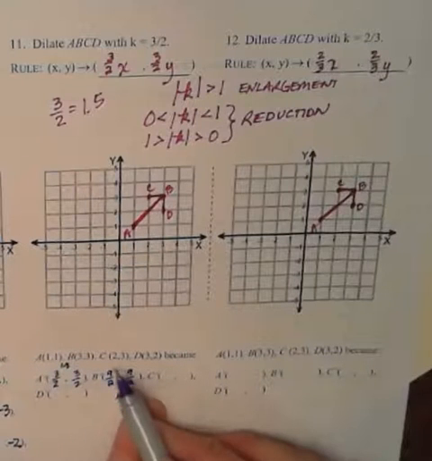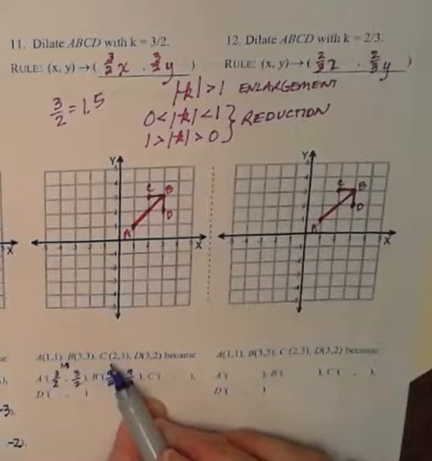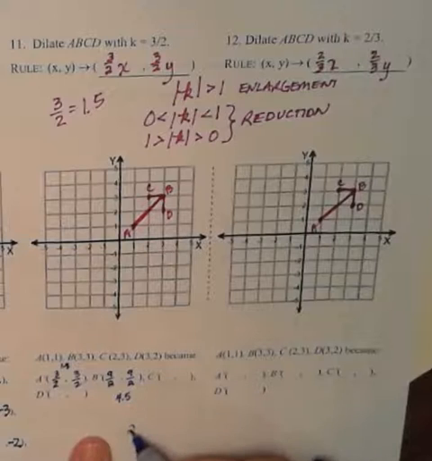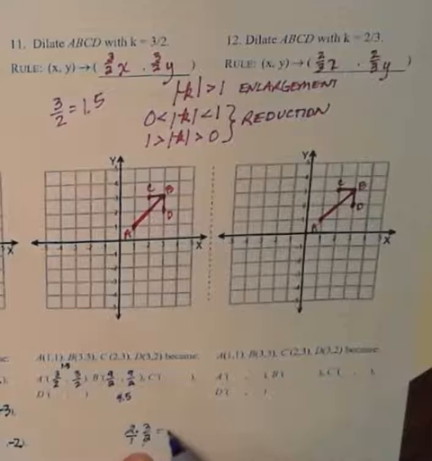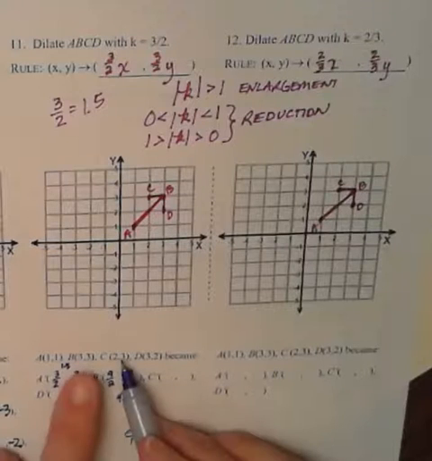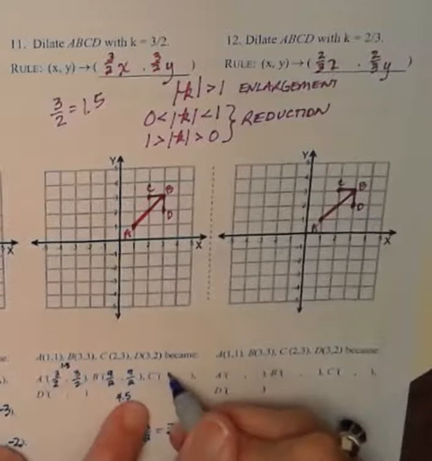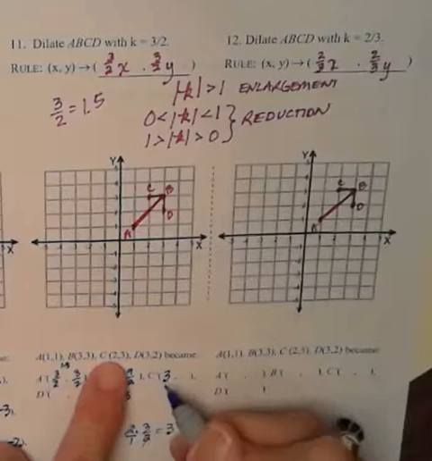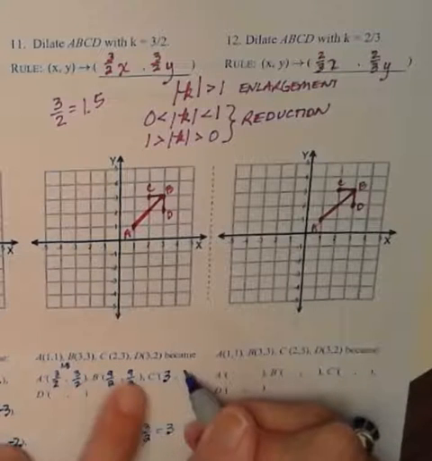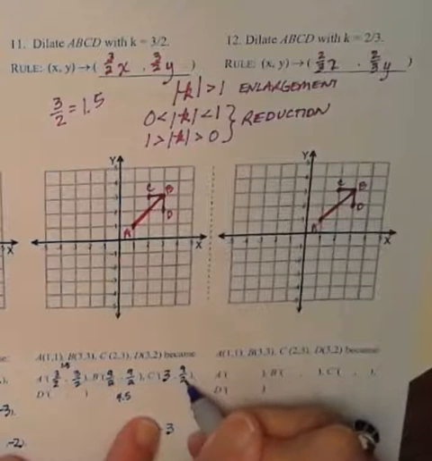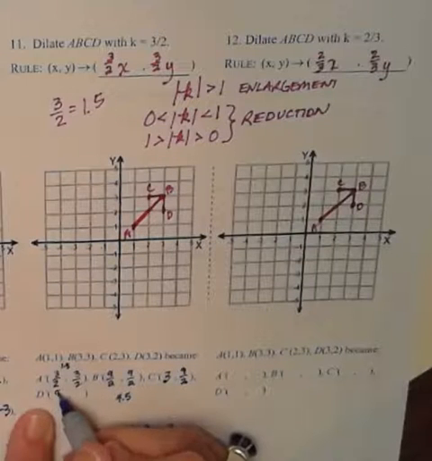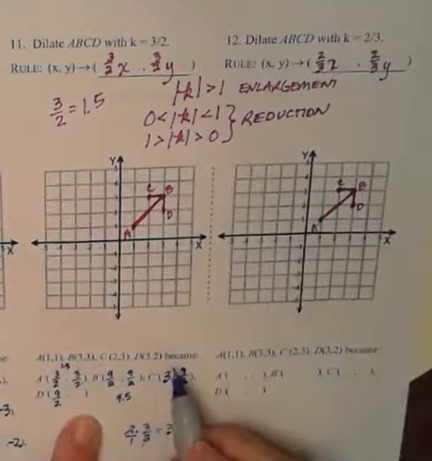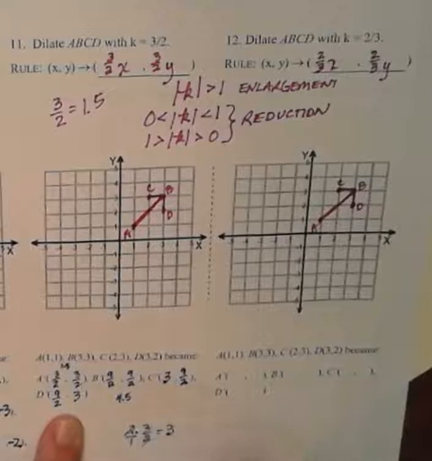For C, 2 times 3/2, it's the same as 2 over 1 times 3/2. The 2's cancel, and it equals 3. So this 2 times 3/2 would equal 3. And 3 times 3/2, we already said, is 9/2. And for D prime, 3 times 3/2 is 9/2, and 2 times 3/2 is 3.